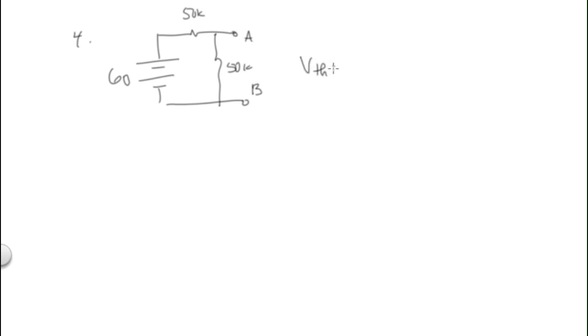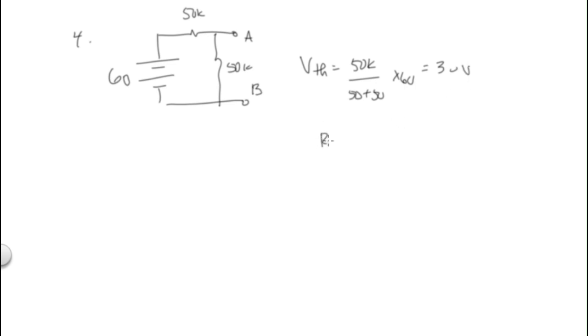So basically, problem number 4 is 60 volts and 50K and 50K. Okay, 50K, 50K, and here's my AB terminals. So the rules say find V Thevenin by doing the voltage divider. So voltage divider, V Thevenin, is equal to 50K over 50 plus 50 times 60. So what would that be? That's 30, right? Half of 60 is 30, so V Thevenin is equal to 30 volts.